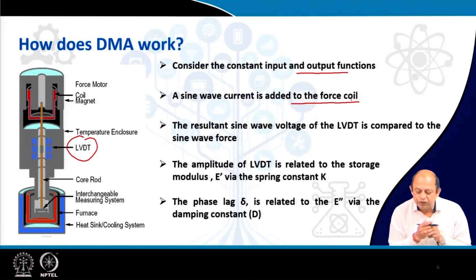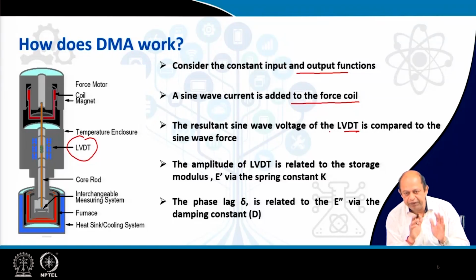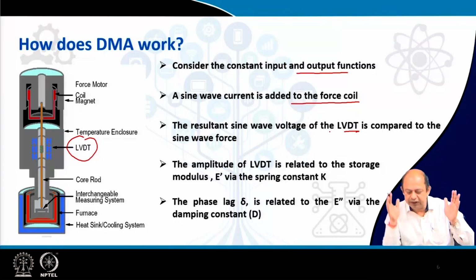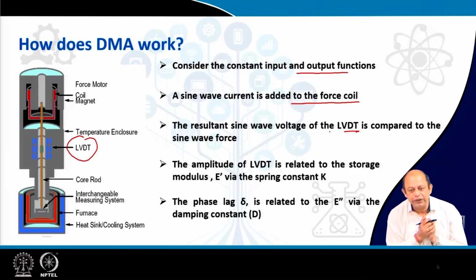Then the LVDT gives a sine wave voltage function, which is compared with the sine wave force. The amplitude of the LVDT is related to the storage modulus E prime via the spring constant K, and the phase lag delta, I am coming there. What is phase lag? It is related to the E double prime part, which you consider as the damping part. On one side is the storage, the other is the loss. Essentially, if you take the loss to storage ratio, that gives you a rough estimation of the fraction of it that is lost.